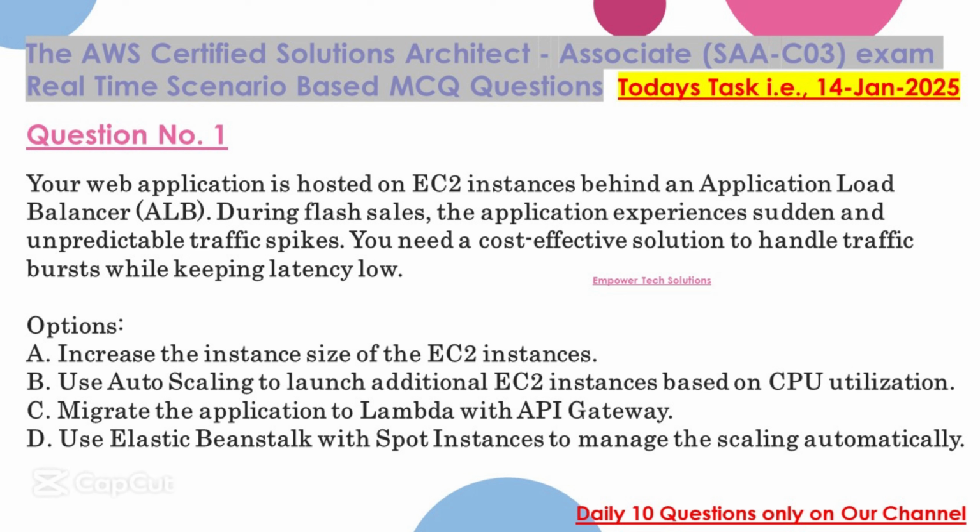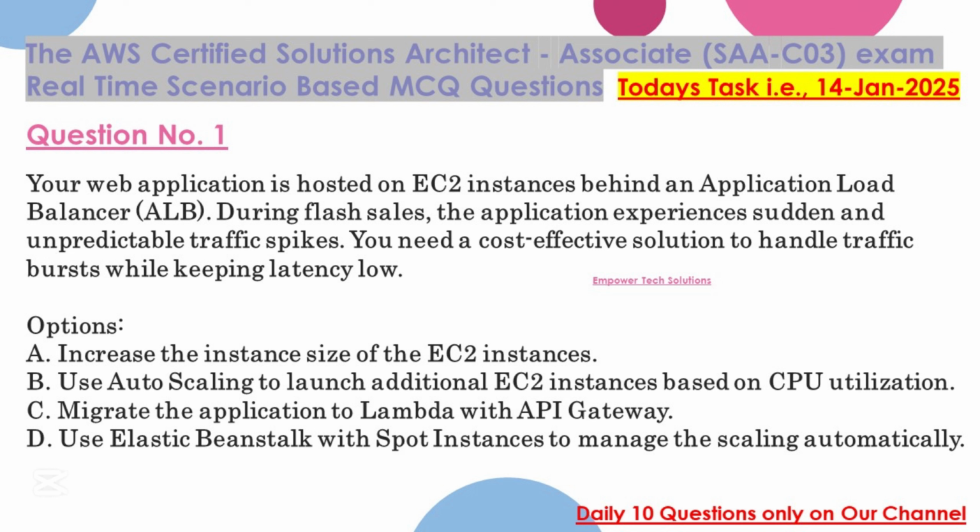Your web application is hosted on EC2 instances behind an application load balancer, ALB. During flash sales, the application experiences sudden and unpredictable traffic spikes. You need a cost-effective solution to handle traffic bursts while keeping latency low.